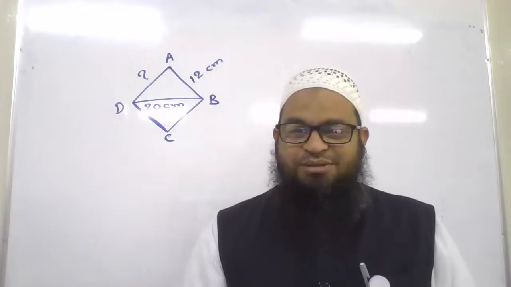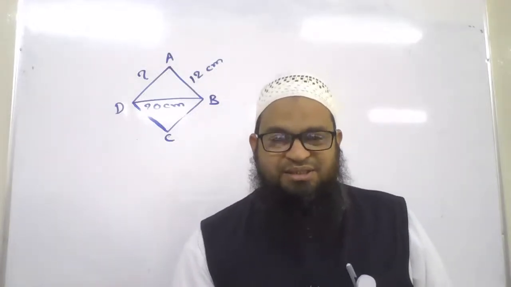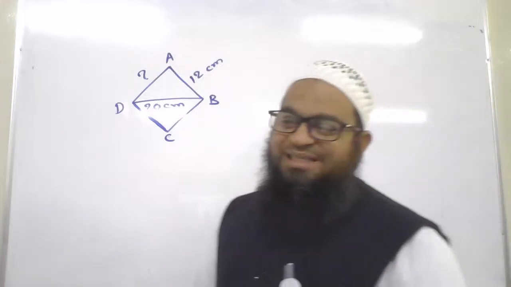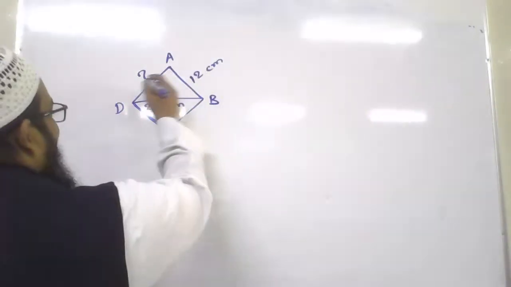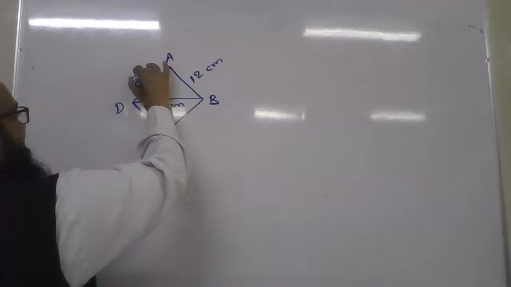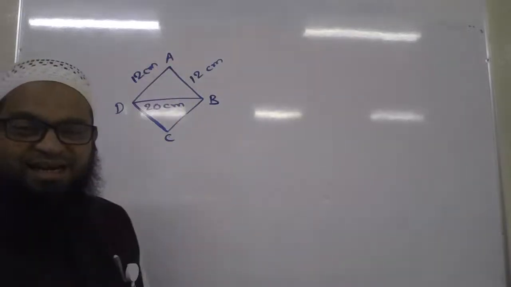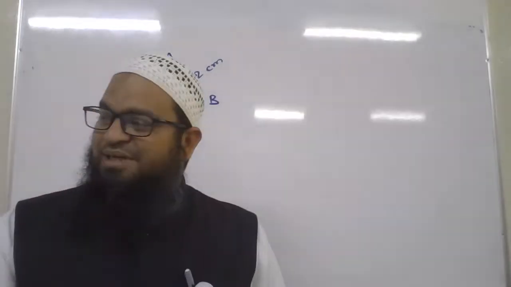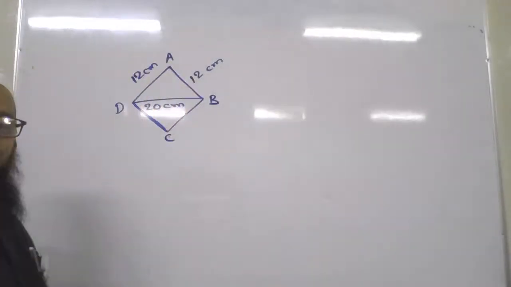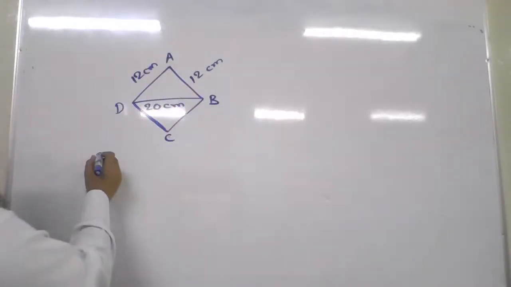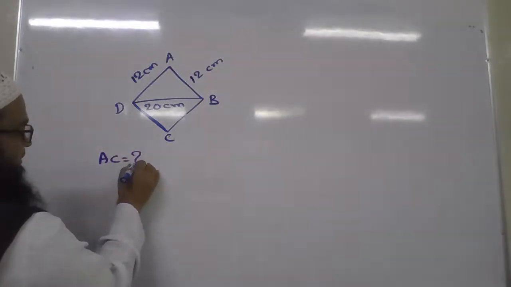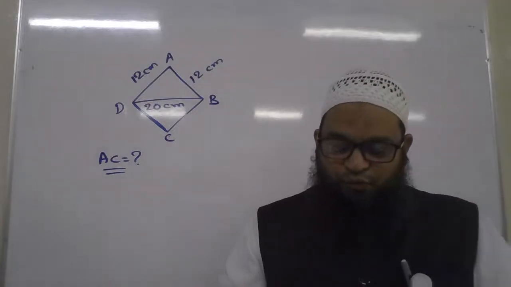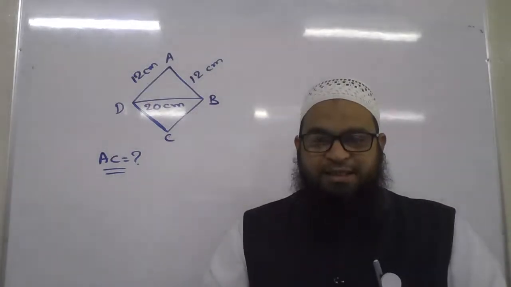Just think about the problem. Yes, it is 12 centimeters because in a rhombus all sides are equal, right? So therefore no need to do anything. Sides of a rhombus are equal. Yes, that's right. So instead of AD, let us find out AC, the other diagonal. AD you found it, good.